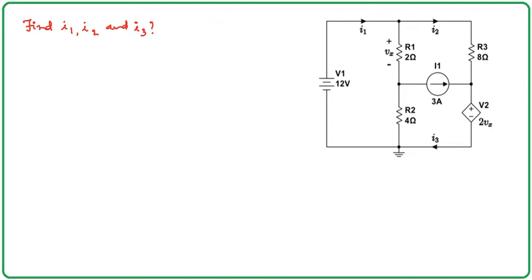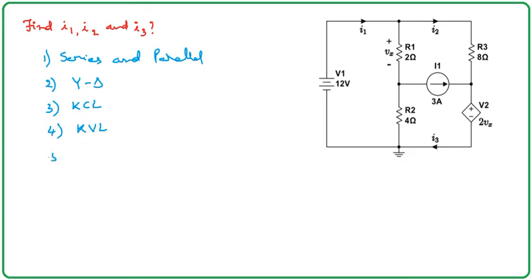Let me write whatever techniques we have learnt. The first technique is series and parallel, the second technique is star delta, the third technique is Kirchhoff's current law, the fourth technique is Kirchhoff's voltage law, the fifth one is mesh analysis, and the sixth one is nodal analysis.